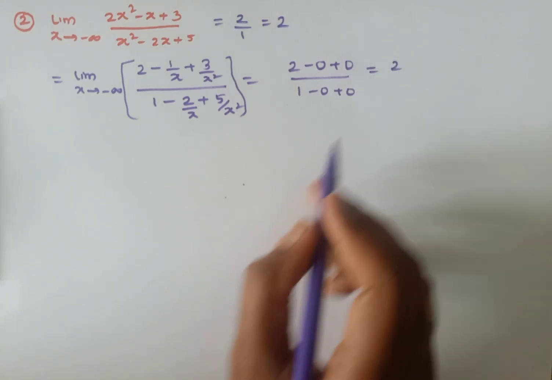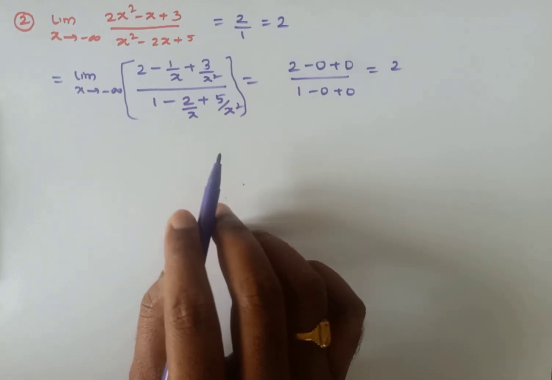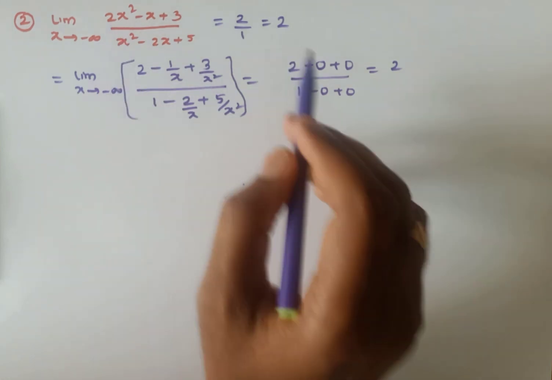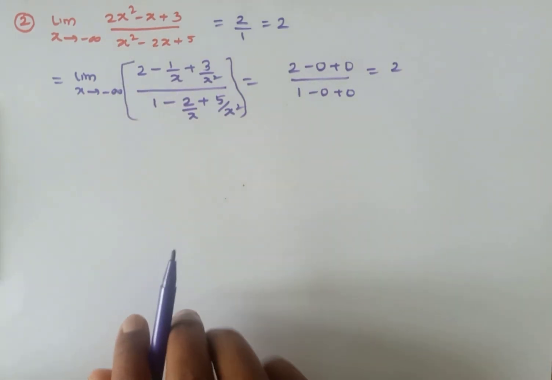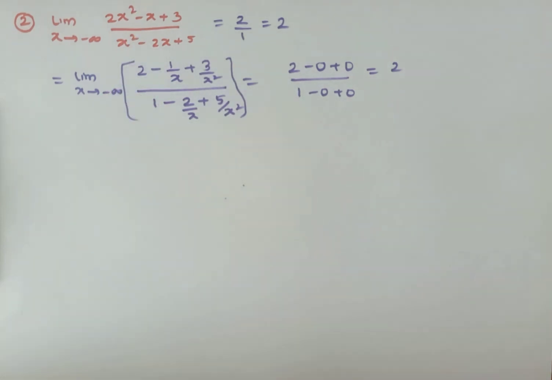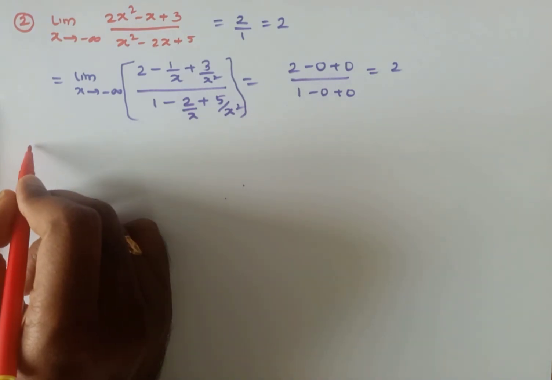You need to show the work, and I have done it. If it is a descriptive question, show the work. For multiple choice questions or fill in the blanks, you can directly identify the answer for this type. Just observe the degree of the numerator and denominator.